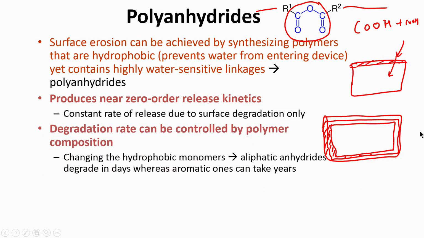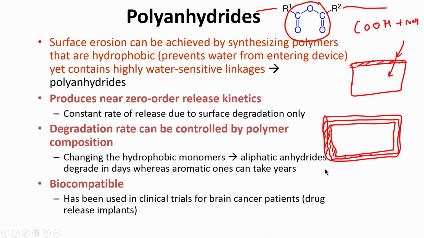The degradation rate again can be controlled by the polymer composition. So, you can change the hydrophobicity, you can add more aliphatic anhydrides that is going to increase the hydrophobicity. So, you can make them degrade even slower, so they will degrade over days, or if you make it aromatic, which is even more hydrophobic, it may take years. So, these are some of the tools you can play around with. They are extremely biocompatible. They have actually been used in clinical trials for brain cancer patients to release drugs. So, in general biocompatibility is not an issue in these cases either.